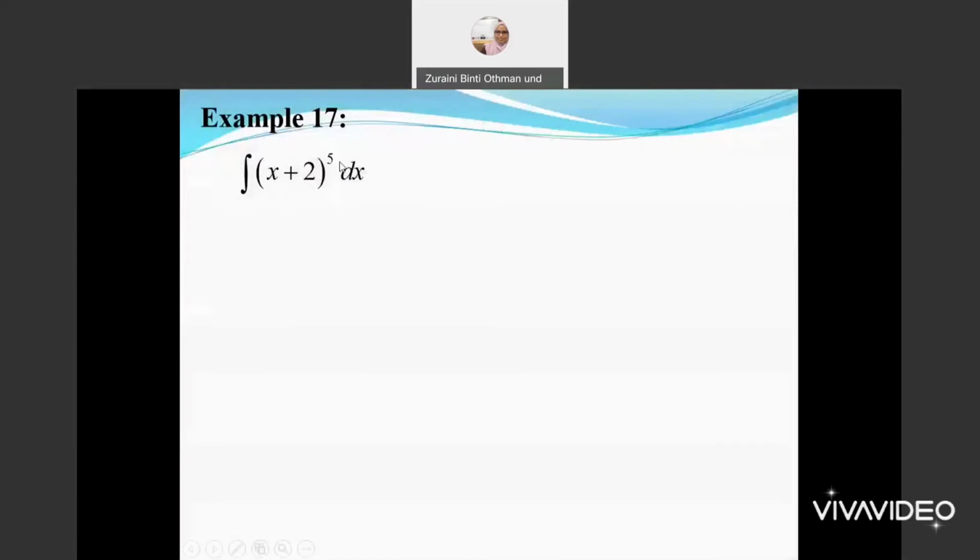Macam ni lah. Macam sebelum ni kan kita ada tu, kita ganti yang dalam ni sebagai u. Okay, yang dalam ni kita gantikan sebagai u. Macam kita buat differentiation lah. Okay, bila kita gantikan dalam ni sebagai u, u sama juga x campur 2. Then kita bezakan du, sama juga dengan x, bezakan dapat dx.